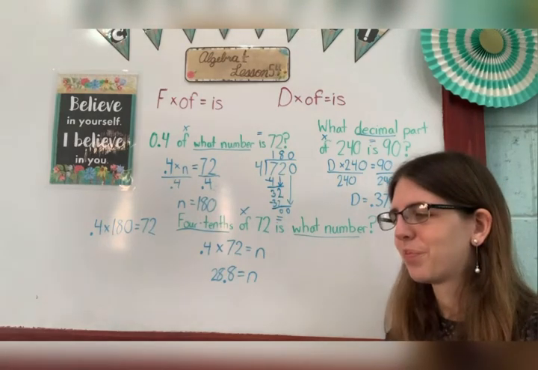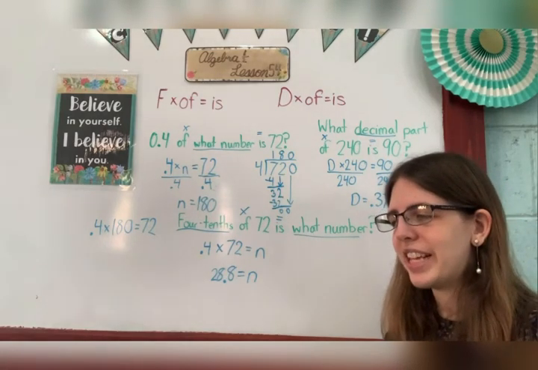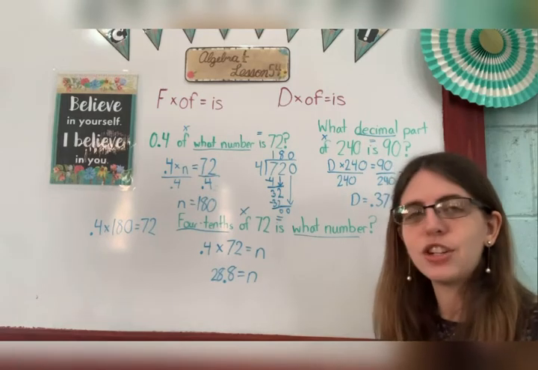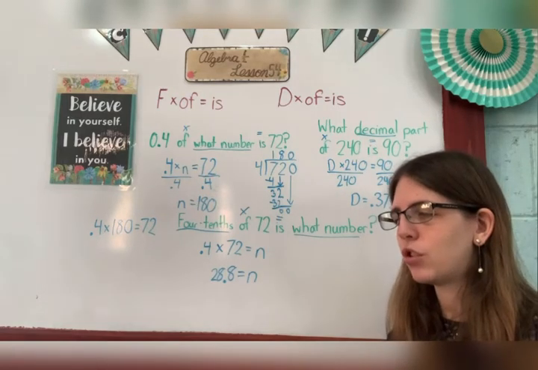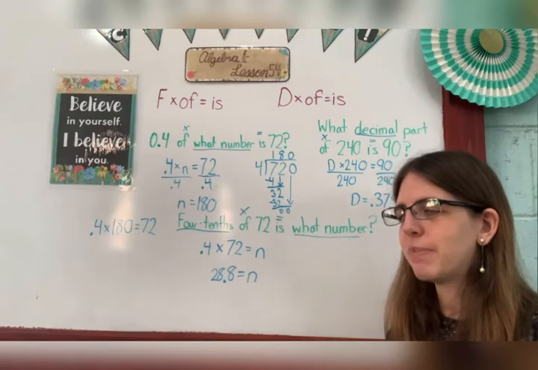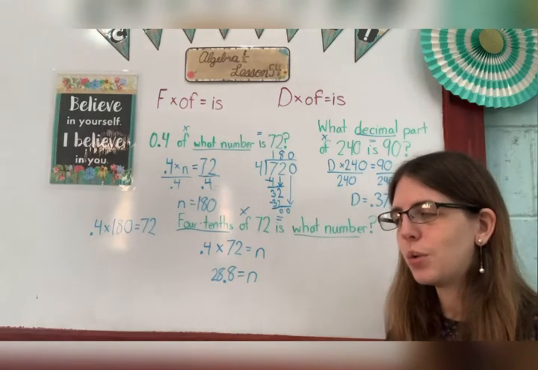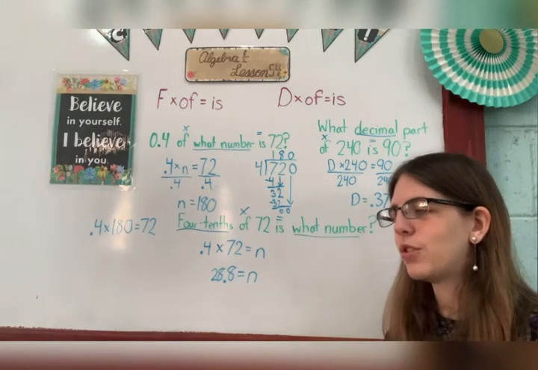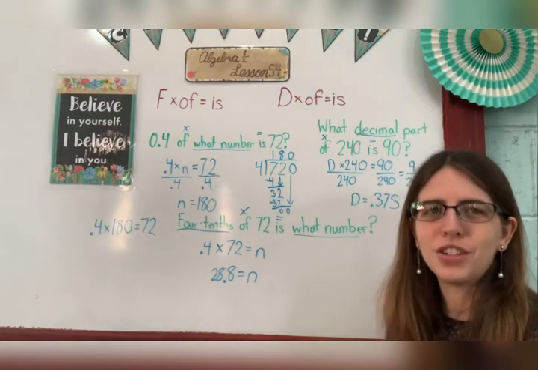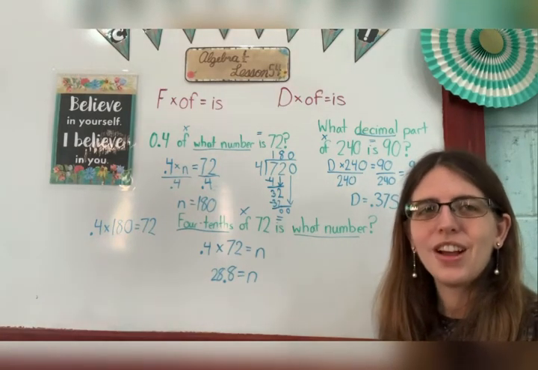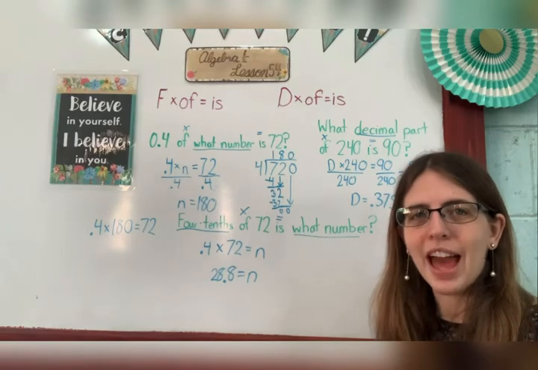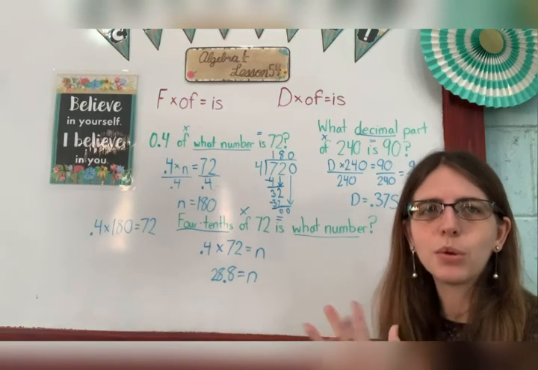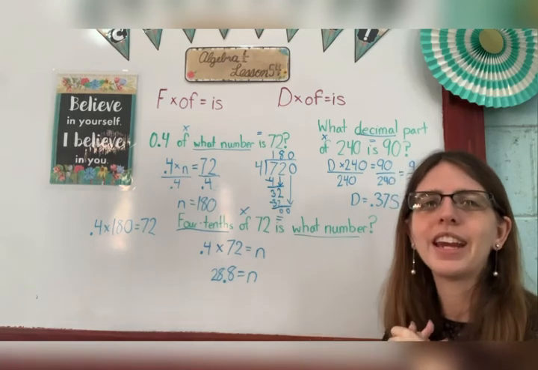6.02. And lastly, letter C, what decimal part of 72 is 30.24? So that should be D times 72 equals 30.24. And you should have gotten 0.42 as your answer. Let me know if you have any questions about that. If you struggle with your decimals and what to do when dividing, let me know.